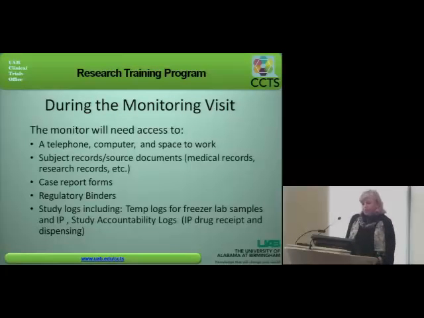So during the monitoring visit, the monitor will need access to a telephone and a computer and a space to work. They'll need the subject's records and source documents and medical records and research records. They'll need the case report forms. In the latter times, those are electronic. And they'll need regulatory binders with all the information included. If there are several binders, they'll need all the binders. And they'll need to make sure your logs, like I said, are up to date, and that you've recorded the IP drug receipt, and that it has been verified with the sponsor to make sure everybody's counts are agreeable.